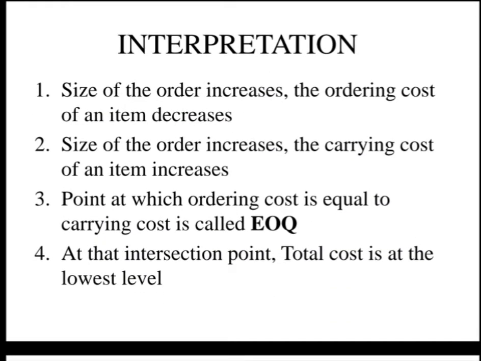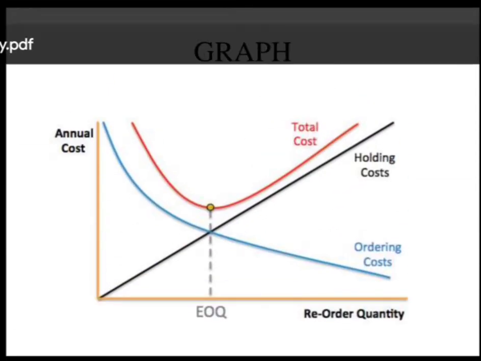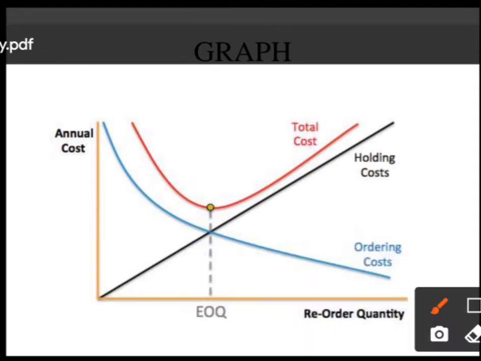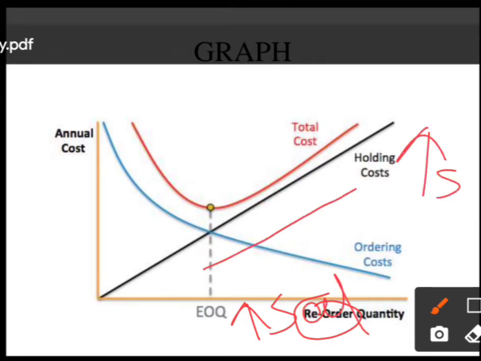Next assumption: as the size of the order increases, the carrying cost of an item increases. As I have explained earlier, you can see that as the ordering quantity increases, the holding cost is also increasing.